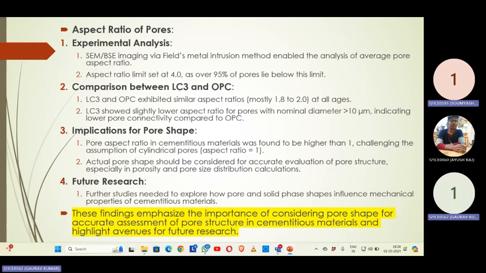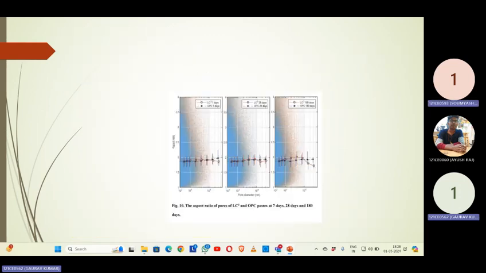Further studies are needed to explore how pore and solid phase shapes influence mechanical properties of cementitious material. So these findings emphasize the importance of considering pore shape for accurate assessment of pore structure in cementitious materials and highlight avenues for future research. So this is the graph that is related to the aspect ratio of pores of LC3 and OPC paste at 7 days, 28 days, and 180 days.